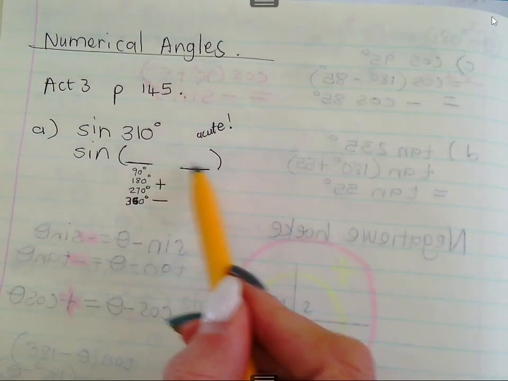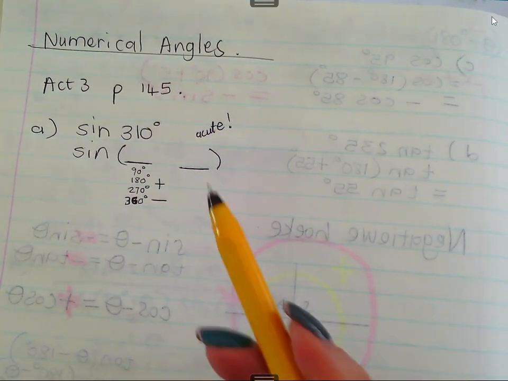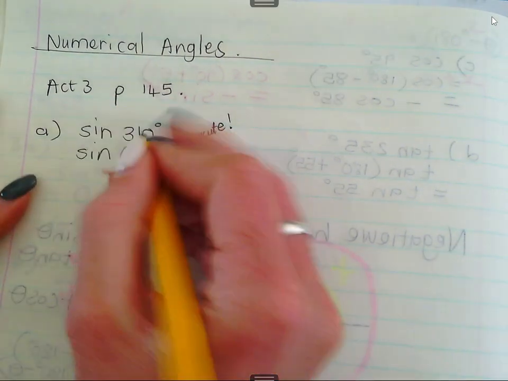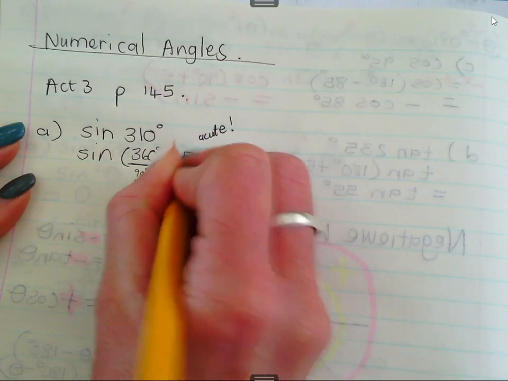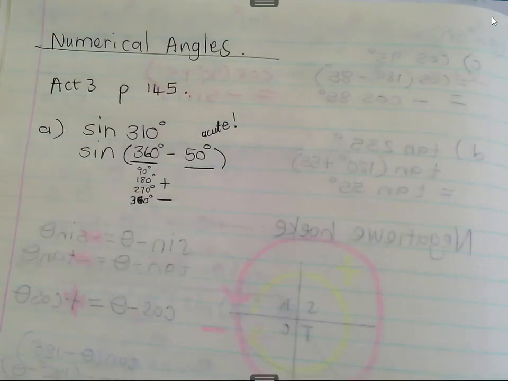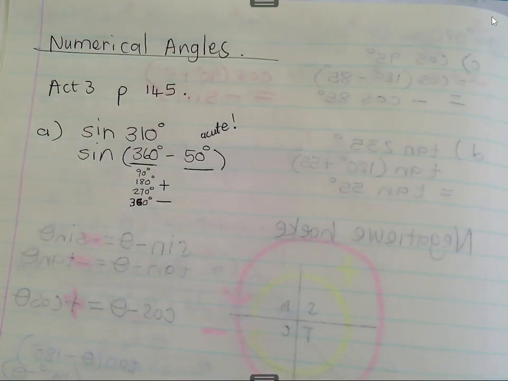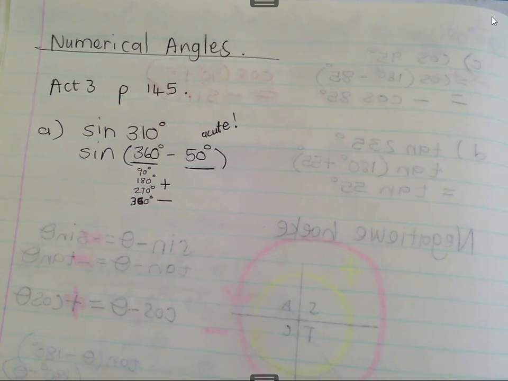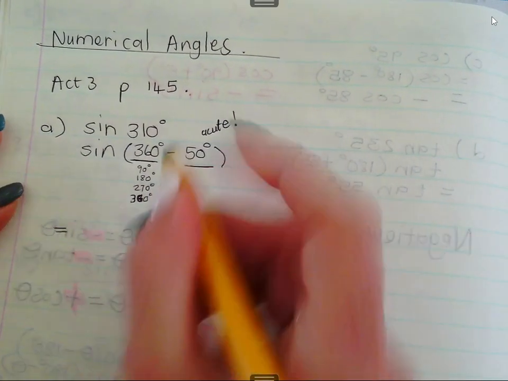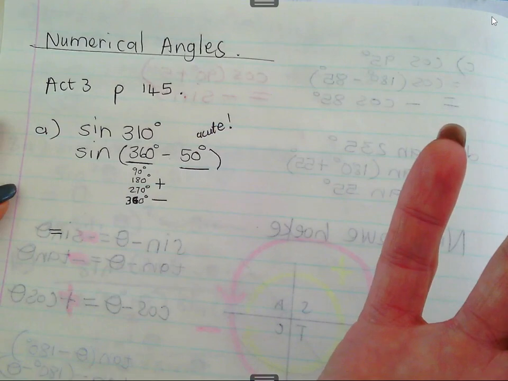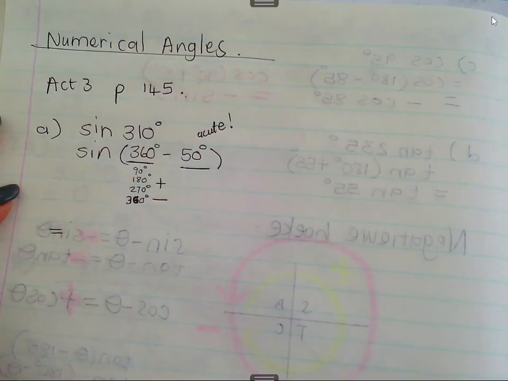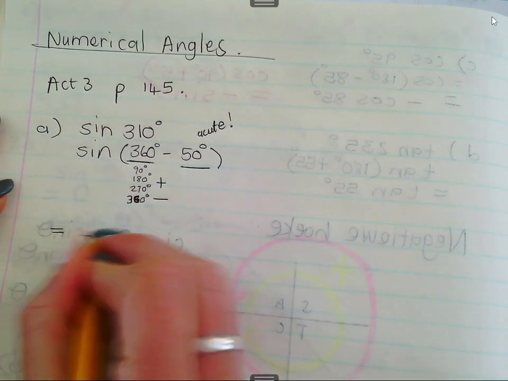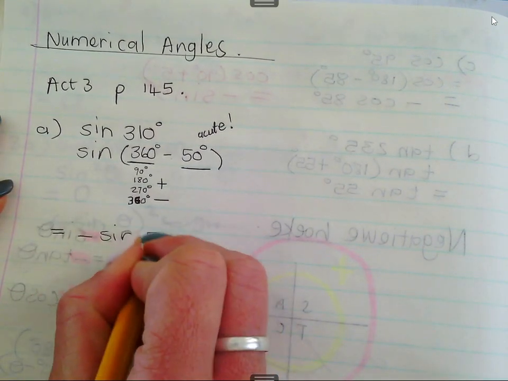It's not going to be an acute angle, so you haven't solved the problem. Okay, so it's going to be 360 minus 50 degrees. And now it works exactly the same way as it did when we were working with theta. Now we're just going to say 360 minus, which quadrant? Fourth. What is sin in the fourth quadrant? Negative. So it's negative sin 50 degrees.